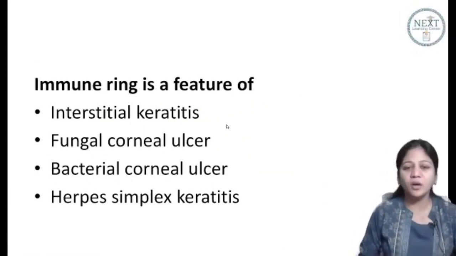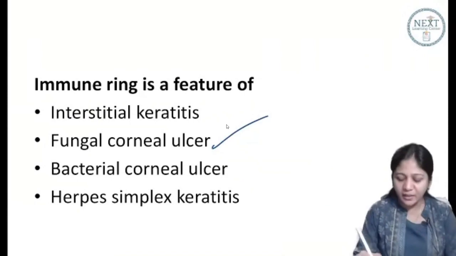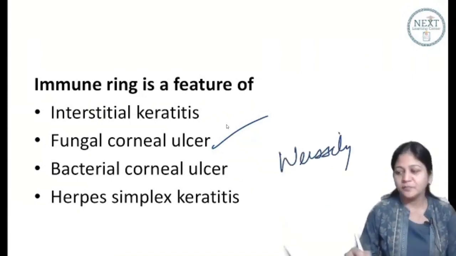Immune ring is a feature of a fungal corneal ulcer. What is the name of the ring? Wesley. Okay.